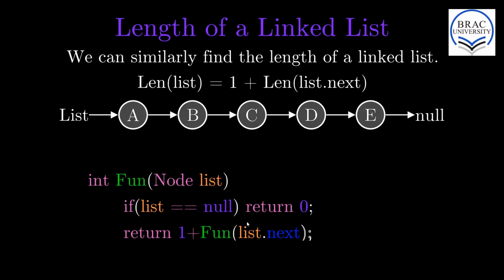At this rate we will arrive at a node which is null, because from A we will jump to B, then to C, then to D, and then eventually from E to null. Null is not a node, so when this list becomes null, the length of null is 0, so we'll return 0. This way we will get the length of a linked list.